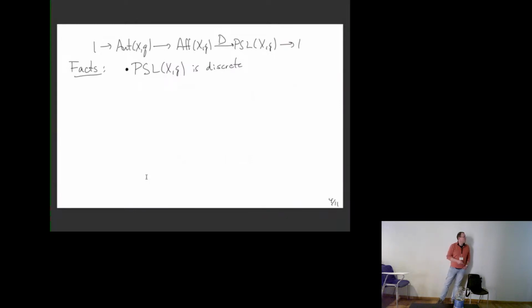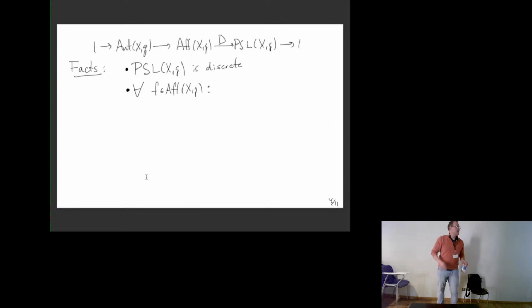Anyway, what are these easy facts? One is that this is a discrete group. If you think about the image in the isometry group, this PSL(X,Q) is supposed to be the image in the isometry group of this Teichmüller disk. Well, the mapping class group acts properly discontinuously on Teichmüller space, so the stabilizer of this Teichmüller disk has to be a discrete group.